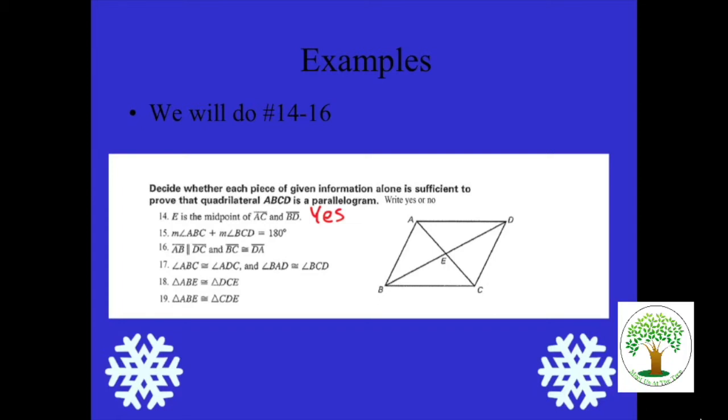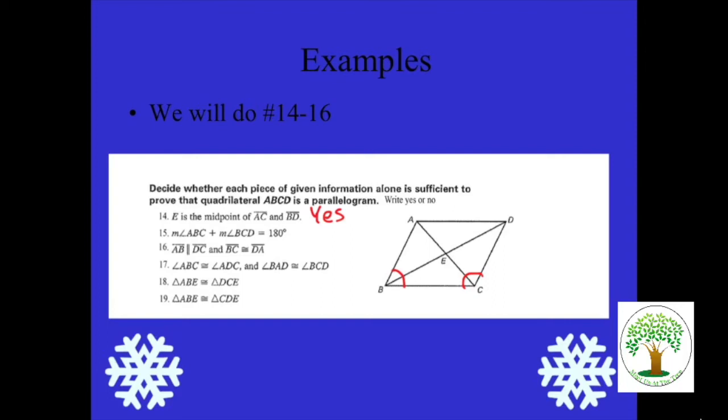All right. Next one. Now we forget what they said for 14 and we just concentrate on 15. Angle ABC, which is right here, and angle BCD, which is right here. I'm not marking them congruent, by the way. I'm just marking them so that we can see where they are. It says that they add up to 180. Is that enough information to conclude that it's a parallelogram? Yes or no?